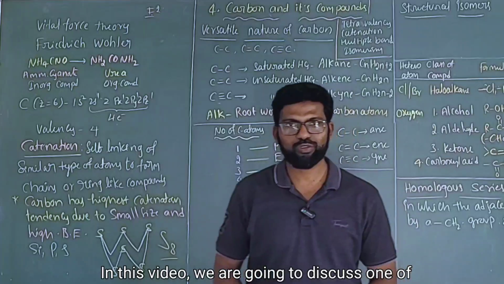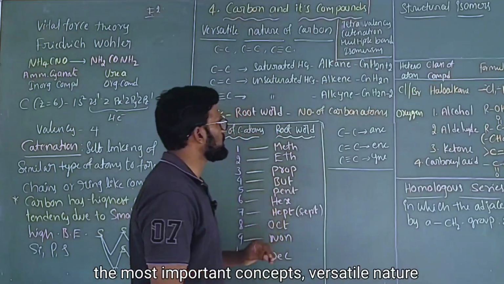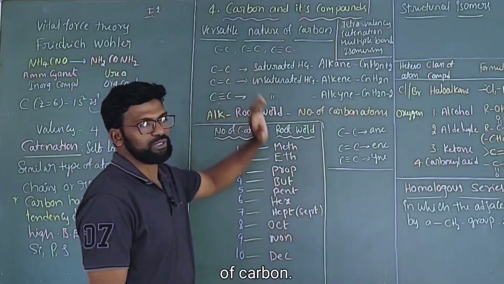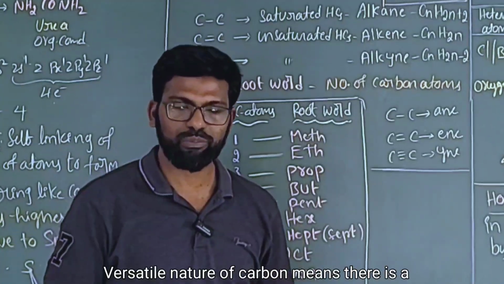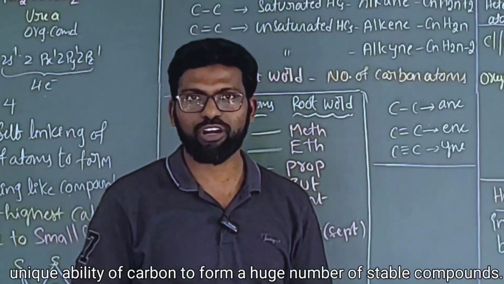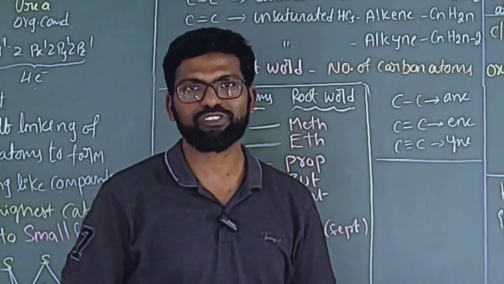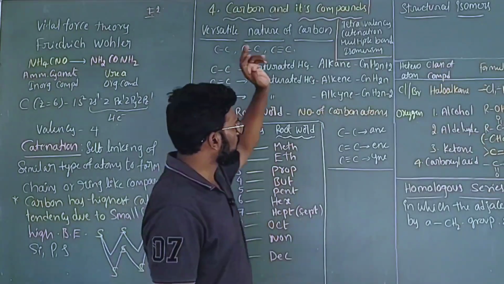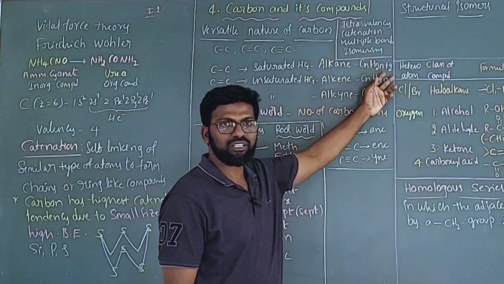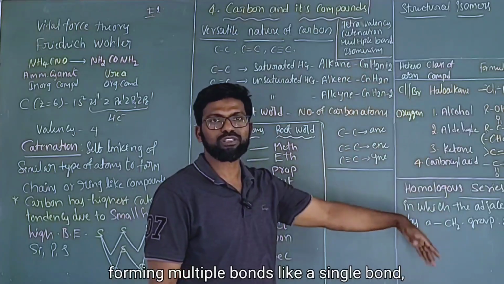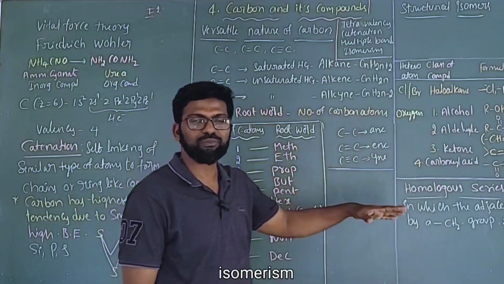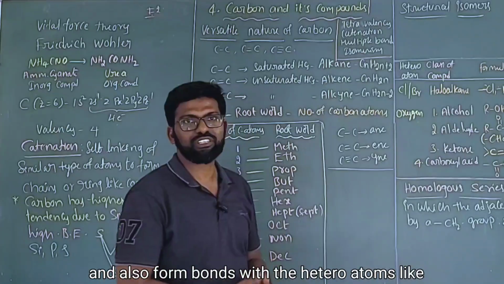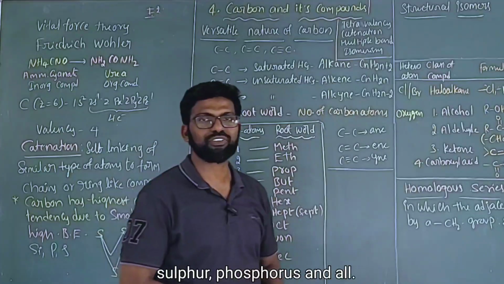In this video, we are going to discuss one of the most important concepts, the versatile nature of carbon. What is the meaning of versatile nature? Versatile nature of carbon means it is a unique ability of carbon to form a huge number of stable compounds due to its tetravalency, catenation tendency, forming multiple bonds like single bond, double bond and triple bonds, and showing isomerism, and also forming bonds with heteroatoms like sulfur, phosphorus and so on.